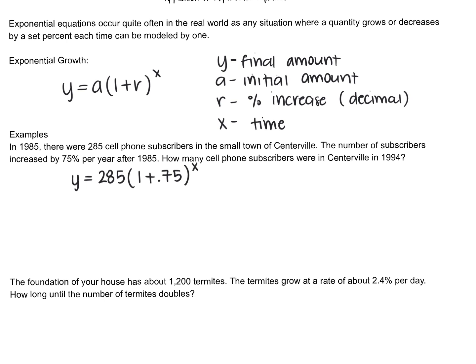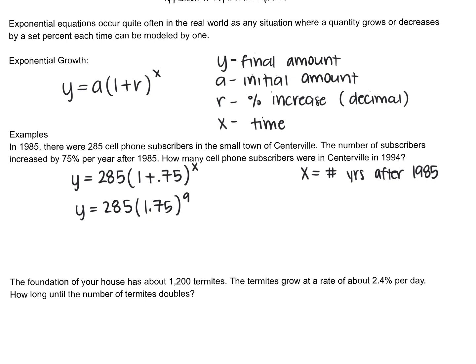Now I want to plug in a value for x because I want to know how many cell phone subscribers were in Centerville in 1994. X here is going to represent our number of years after 1985, since the 285 is based on that year. From 1985 to 1994 is 9 years. So we're going to do y equals 285, and then 1 plus 0.75 is 1.75, and then in my exponent 9.